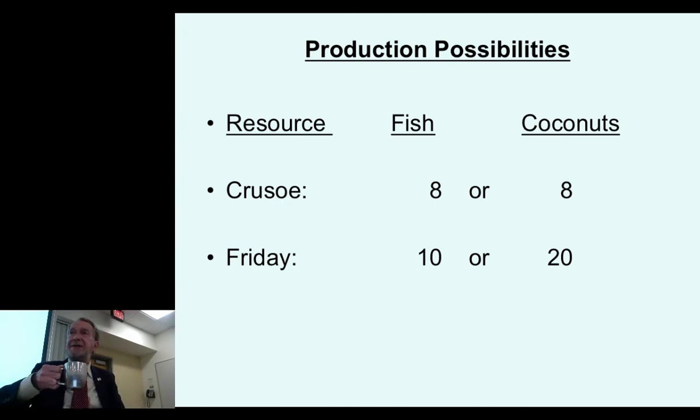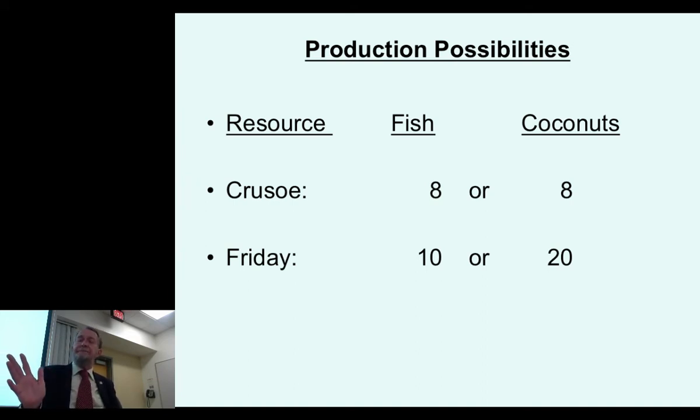Now, Friday has different relative ability also. If you look at Crusoe, his trade-off was 1 for 1. 8 fish or 8 coconuts. So every time he gathers a fish, he gives up a coconut. Every time he gathers a coconut, he gives up a fish, opportunity cost.